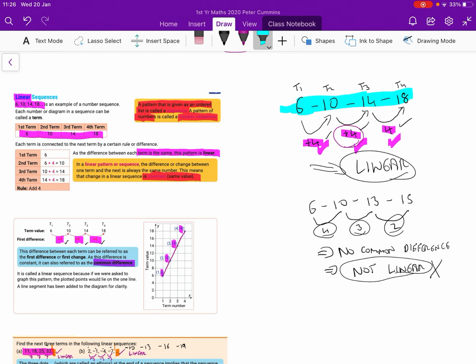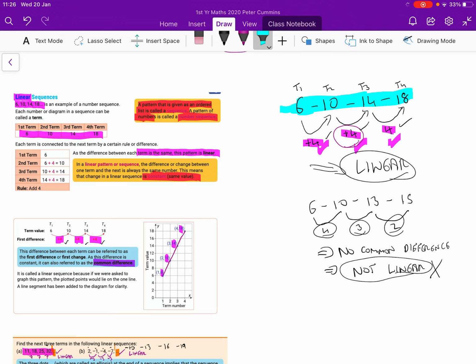And you have to read through the definitions yourself. Everything in order will be a pattern, but if it has numbers, then we call it a number pattern, or a number sequence. Okay, so here's our pattern: 6, 10, 14, and 18.